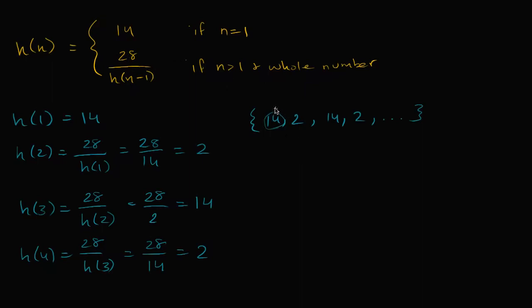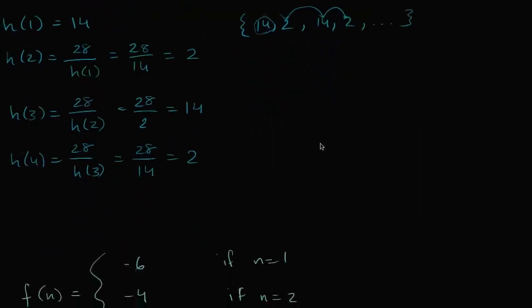So here, 28 divided by 14 is 2. 28 divided by 2 is 14. 28 divided by 14 is 2. And we keep going on and on and on. And that's what was actually going on right over there. Let's do one more of these.